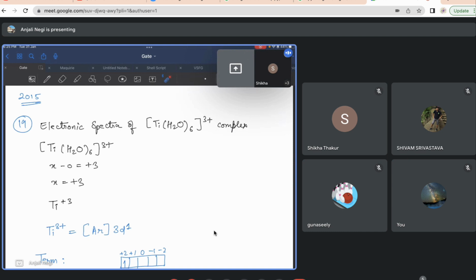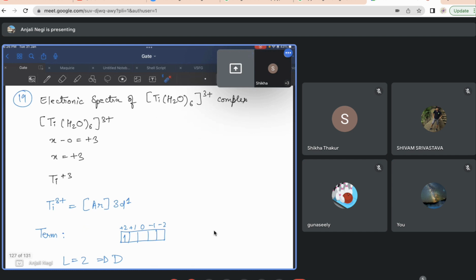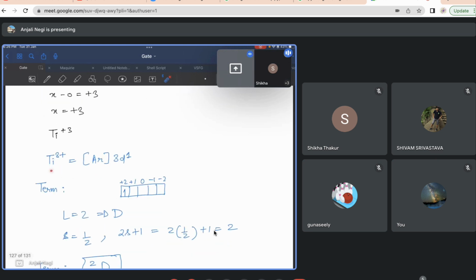So this is problem 19 from GATE 2015, where we have to look at the electronic spectrum of the given complex with titanium. Again, finding the oxidation state of our metal, titanium here. Since water is a neutral ligand, the charge is solely on my metal, that is +3. So it is titanium 3 plus, and the electronic configuration I can simply write as argon 3d1.